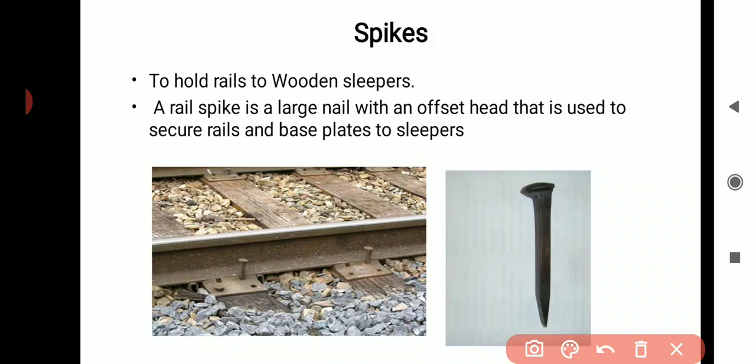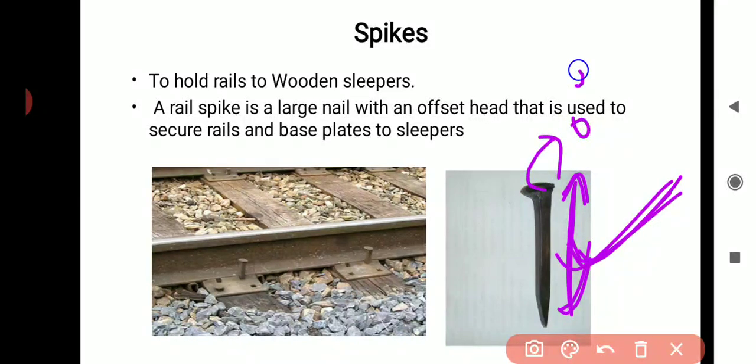Here you can see this is a spike. A rail spike is a large nail with an offset head that is used to secure rails and base plates to the sleeper. Here you can see it looks like a large nail, and here is the offset head.